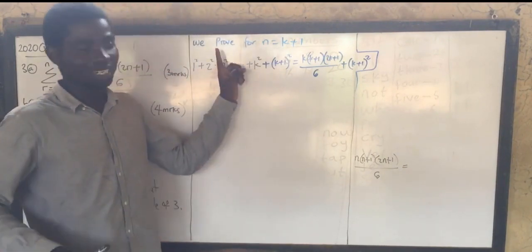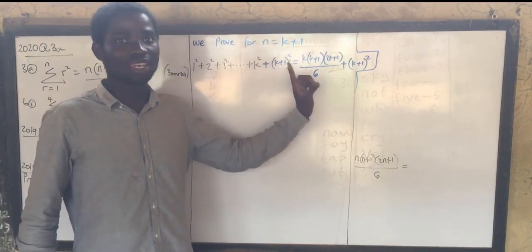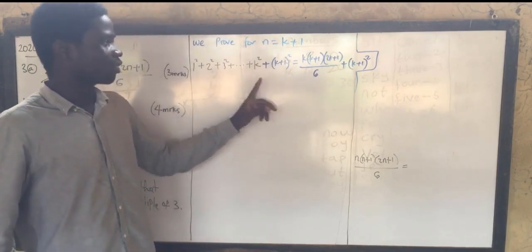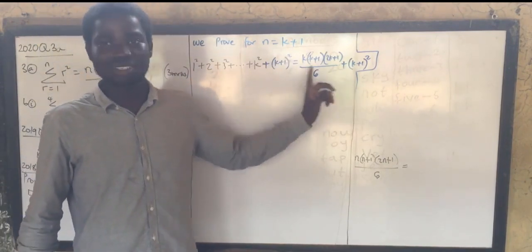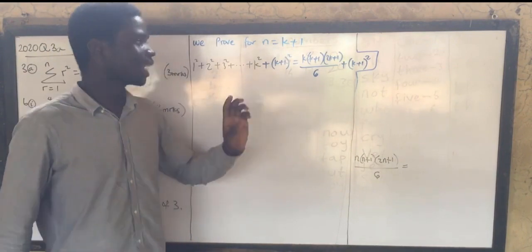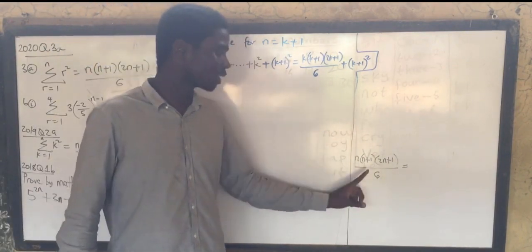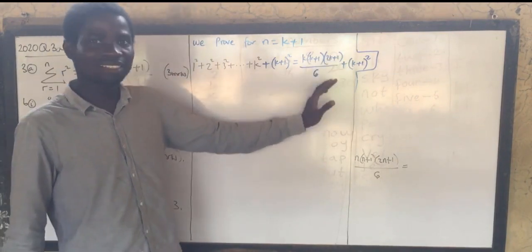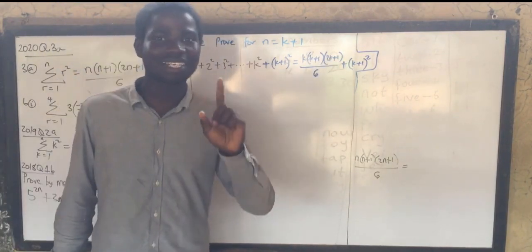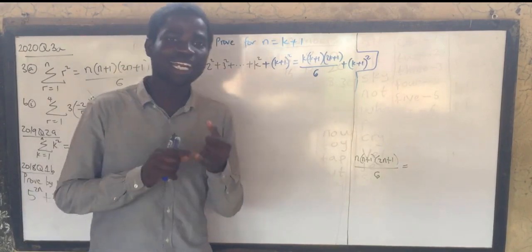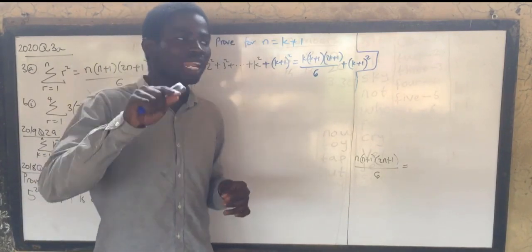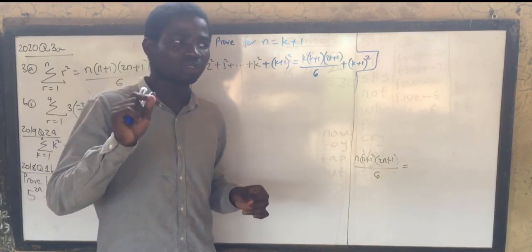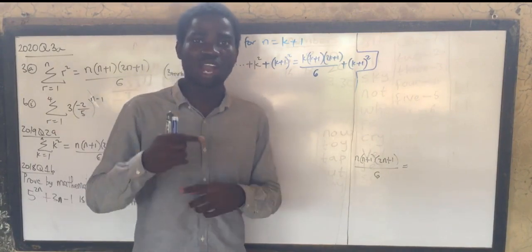So I'm here. I said that we want to prove for n equal k plus 1. I told you that you add k plus 1 to both sides of the equation. Then I wanted to show you how you will know you are correct. You are going to simplify this right hand side and you must get an answer. The answer you get will determine whether you are correct or wrong. Let me show you what you must get so that you will know that you are correct.